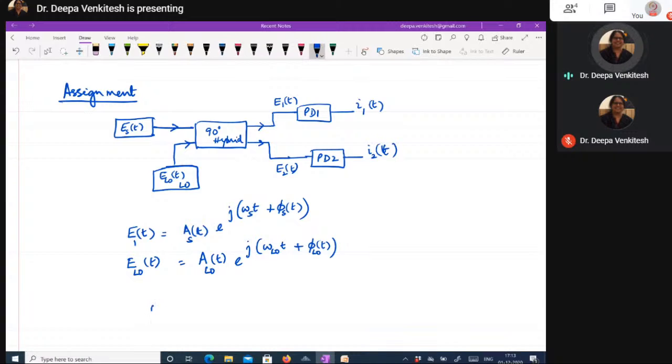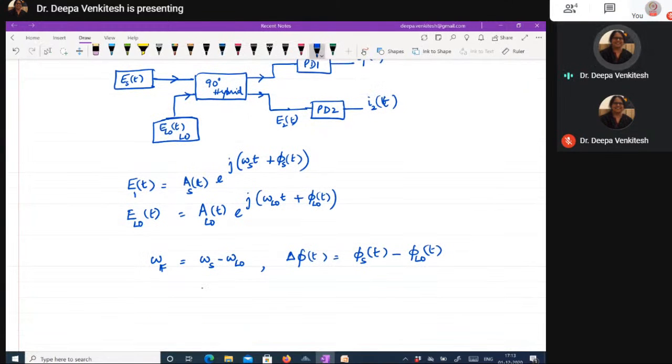And I'm defining omega_IF is equal to omega_S minus omega_LO. And I'm defining delta phi_S as the instantaneous phase difference between the signal phase and the local oscillator phase. And the transfer function of the hybrid is given to be 1 by root 2 times the matrix [1, e^(j pi/4); e^(j pi/4), 1]. Responsivity of the detector is R_D. Okay. The first question is to find out the photocurrent.